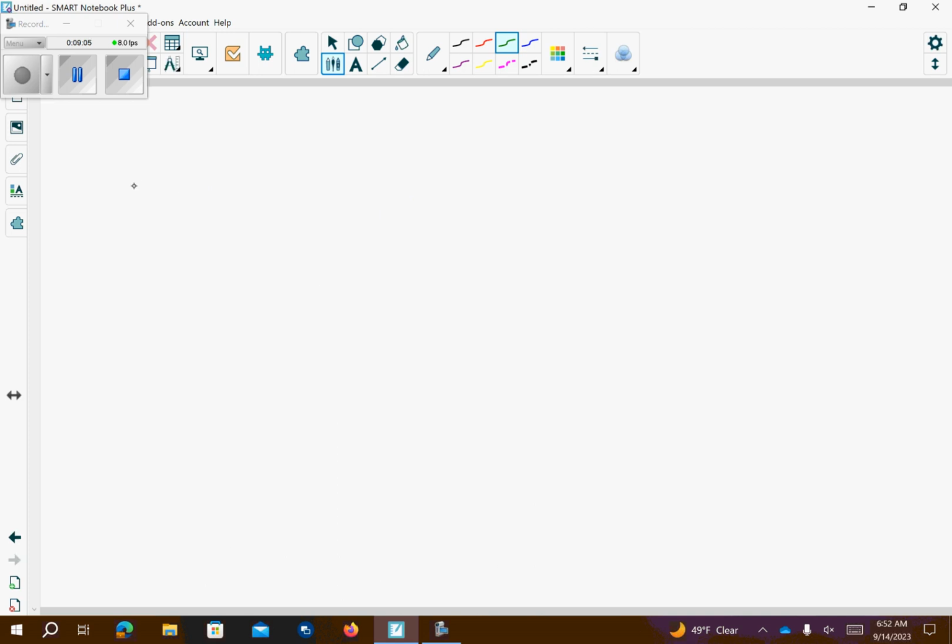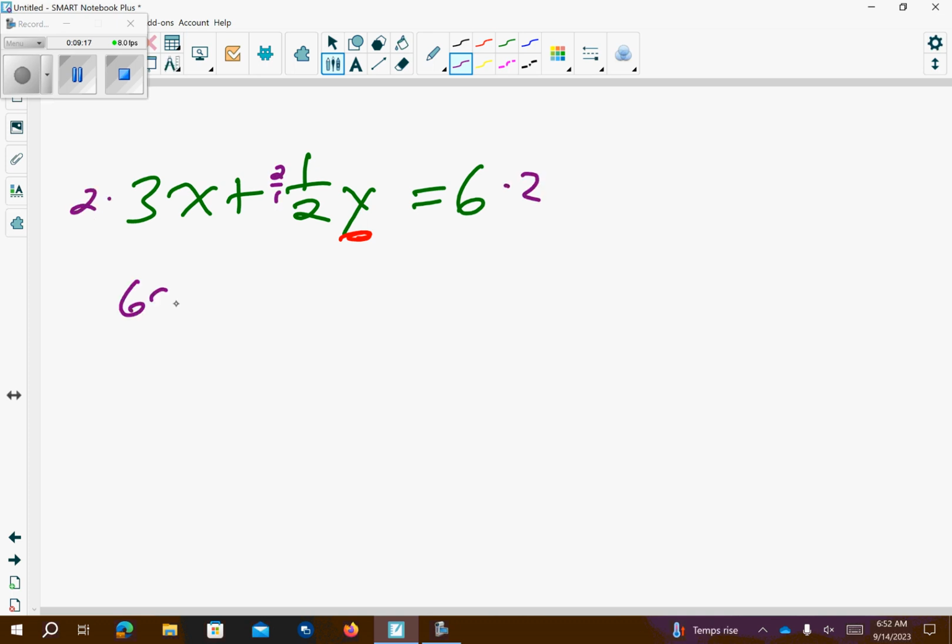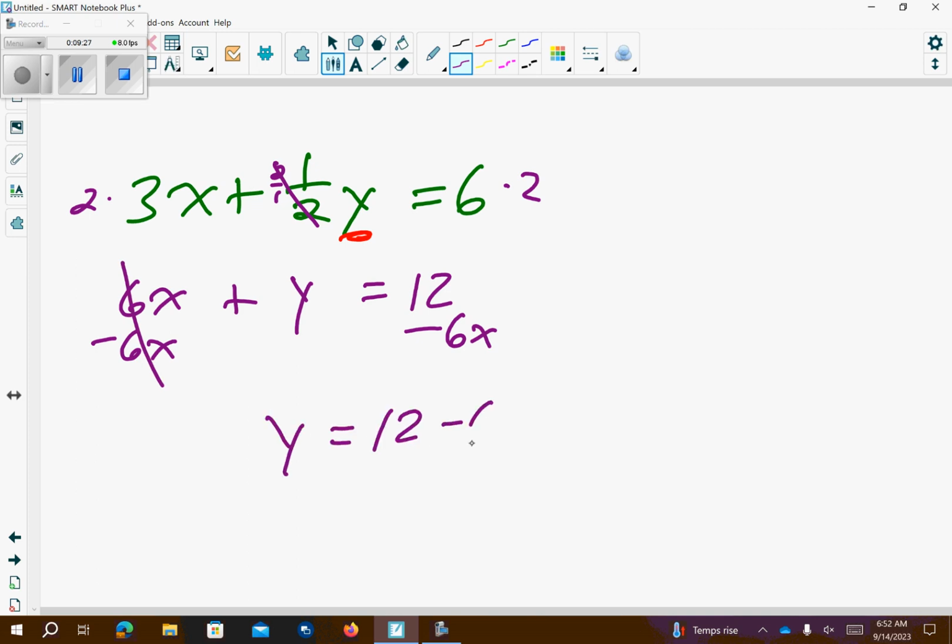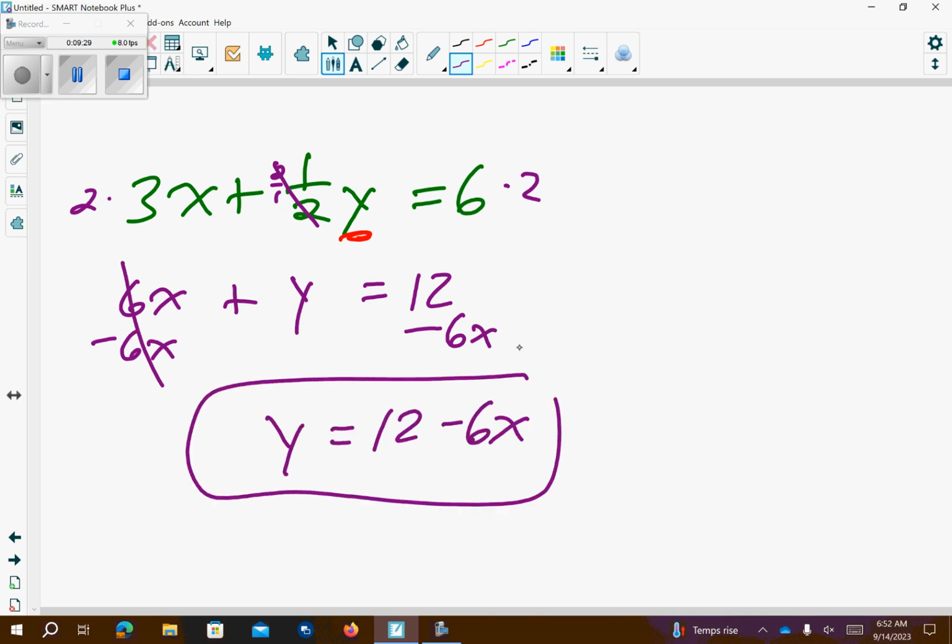Problem number 2, we have 3x plus 1/2 y equals 6. And again, I want to get y by itself. Let's get rid of that fraction. So I'm going to multiply everything by 2 or 2 over 1. So that's going to give me 6x. Those cancel. Plus y is equal to 12. Now I just have to subtract 6x from both sides. Those cancel. There's our answer.